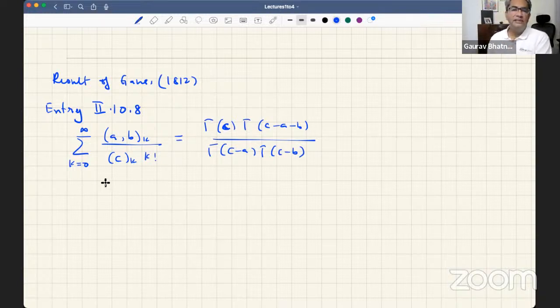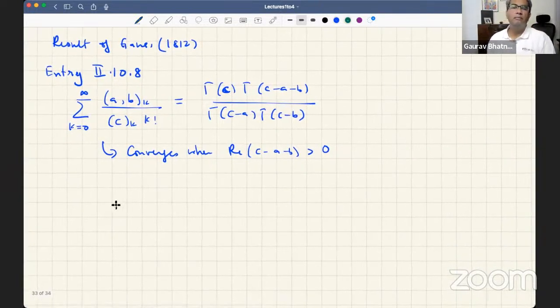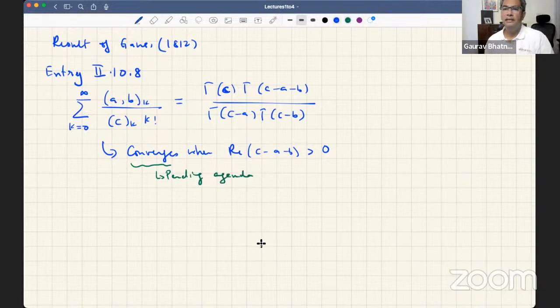And this converges. We haven't shown this, but this converges when the real part of c minus a minus b is bigger than 0. So the convergence is still pending agenda. I want to develop enough theory so that you can just look at it and decide where it converges, and establish theorems for that. So that still requires some work.